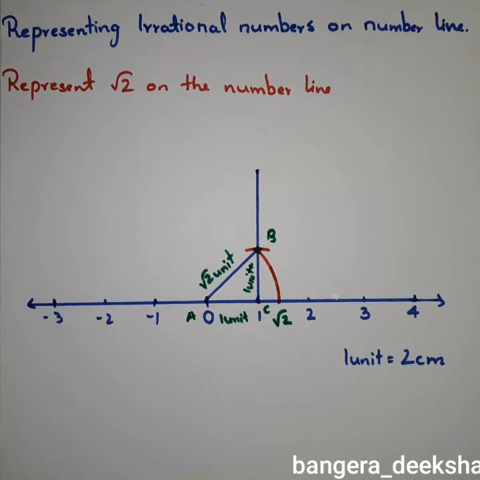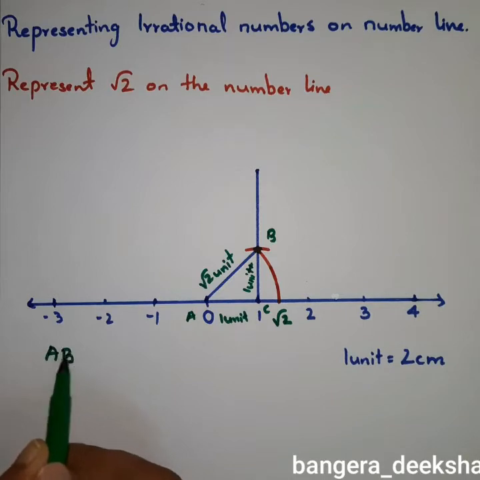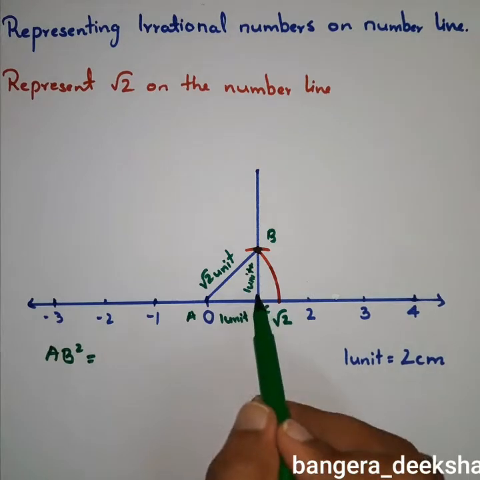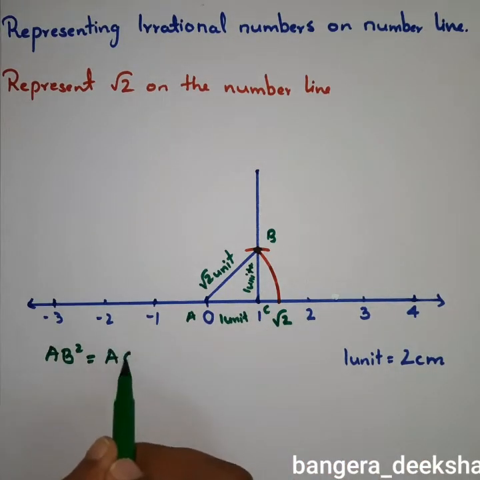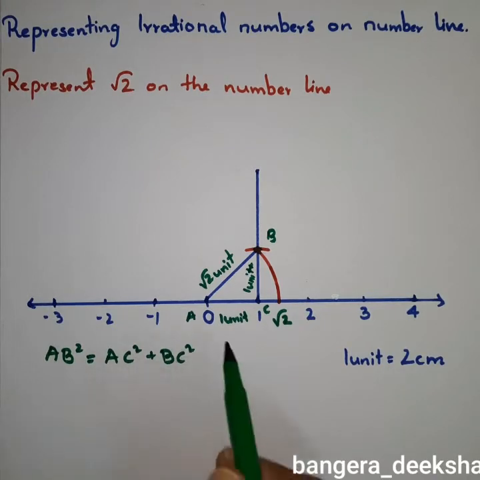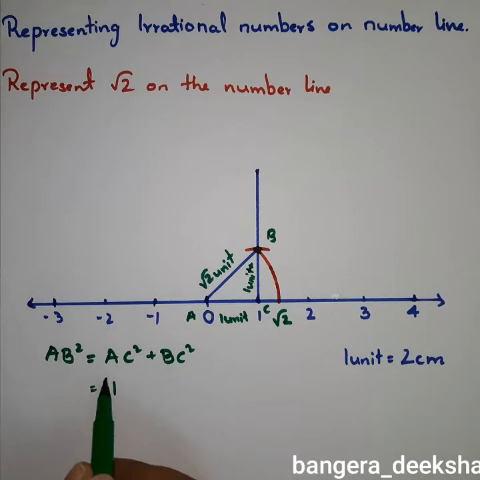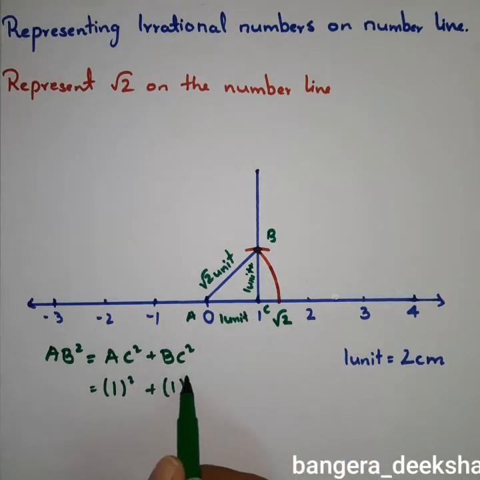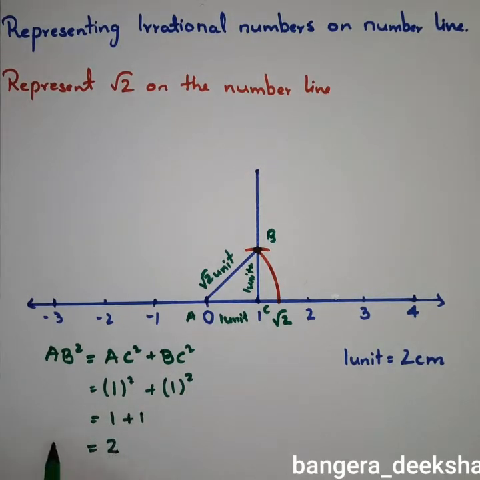For your verification, you can use Pythagoras theorem. We know that in Pythagoras theorem, hypotenuse square, that is AB square, is equal to the sum of the squares of the other two sides, that is AC square plus BC square. So AC is 1 unit, so that is 1 square, plus BC is again 1 unit, so 1 square. 1 square is 1, plus 1 will give you 2. So you will get AB square is equal to 2.